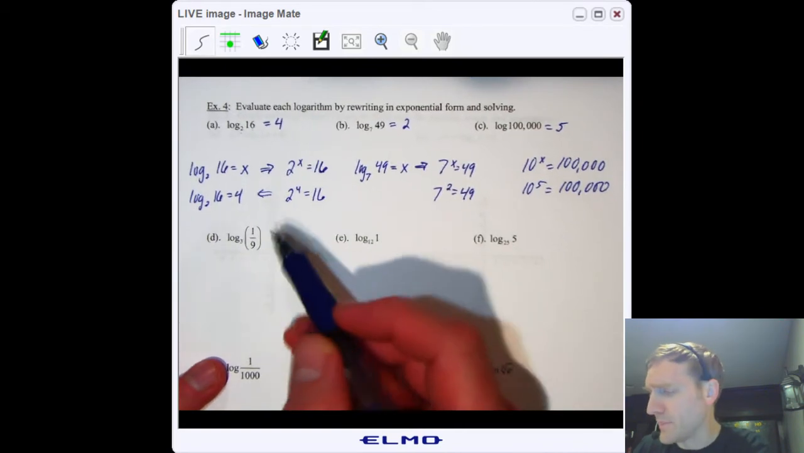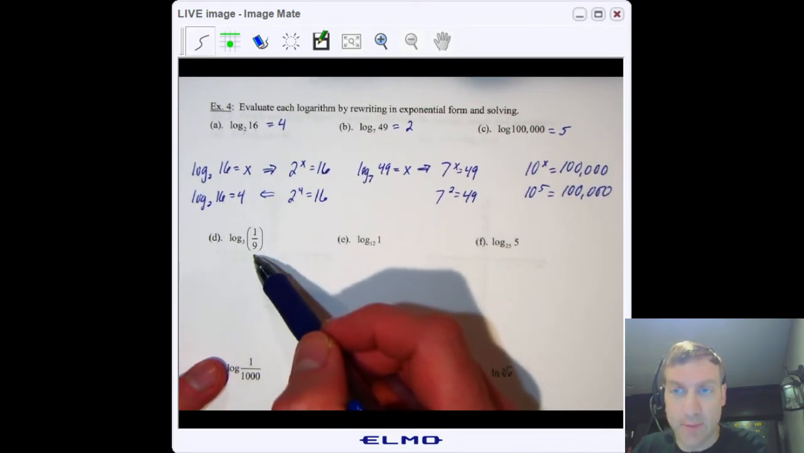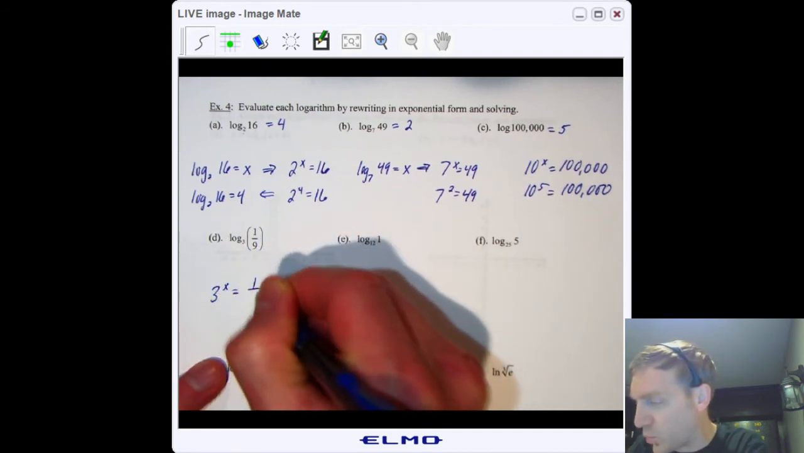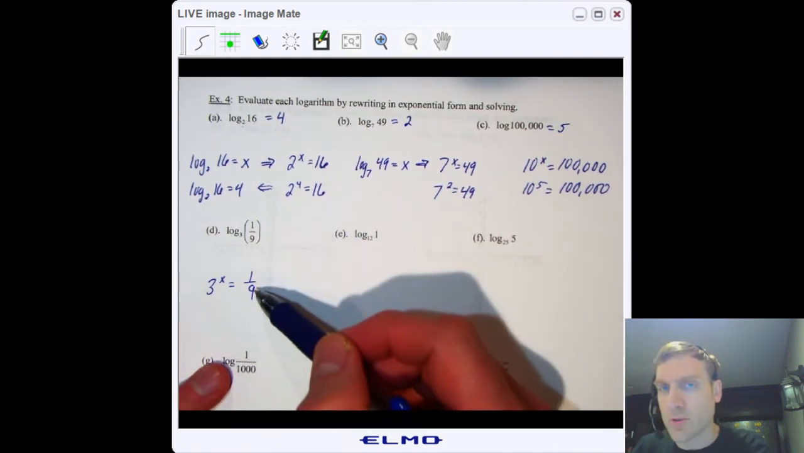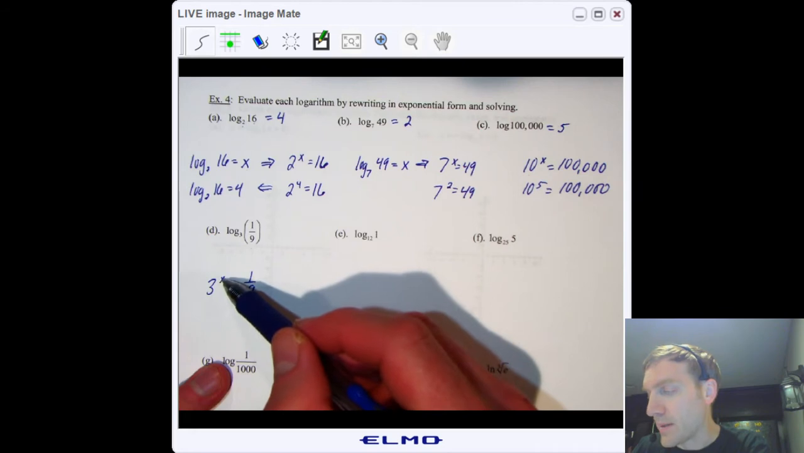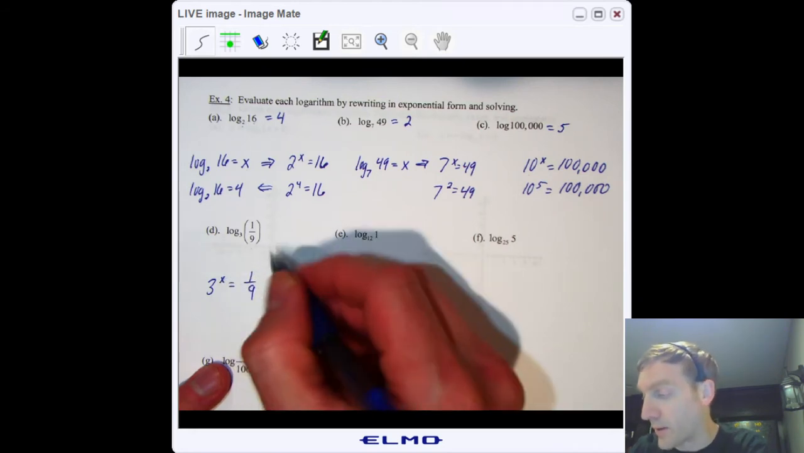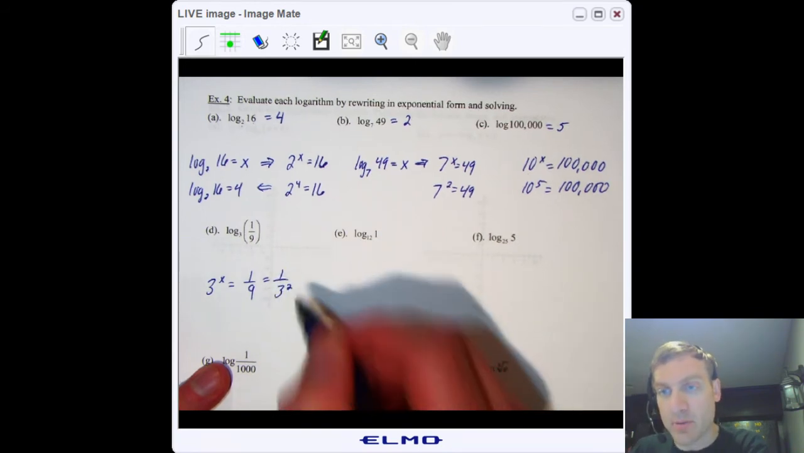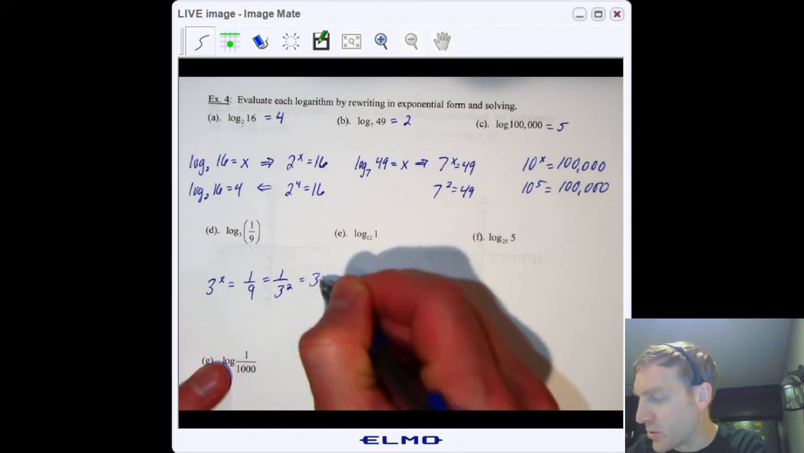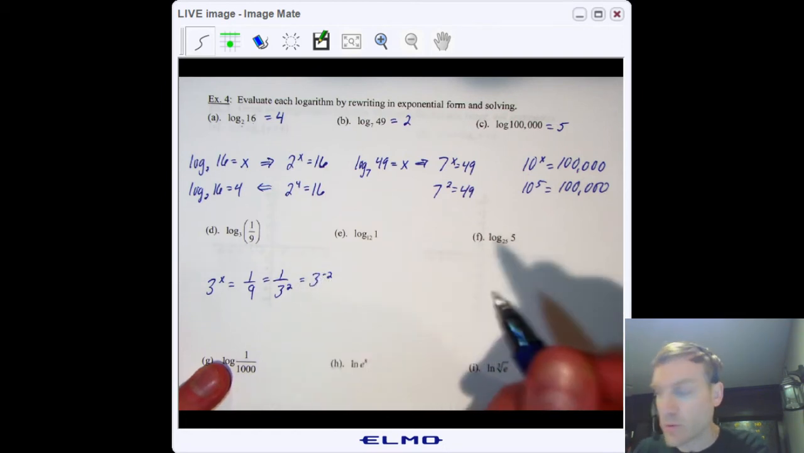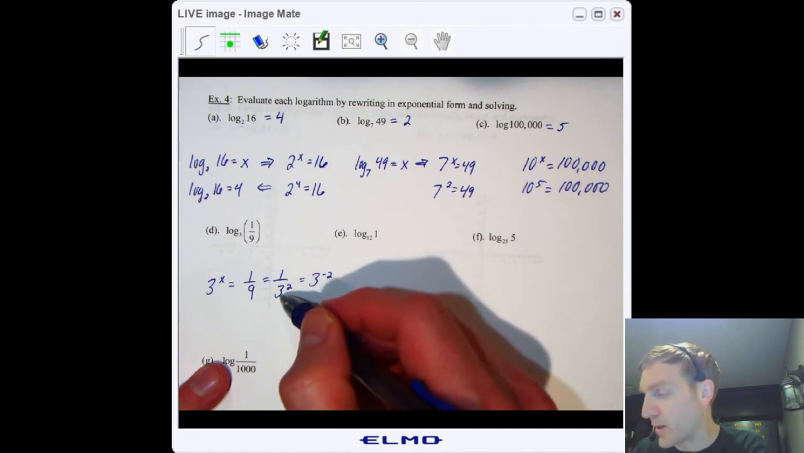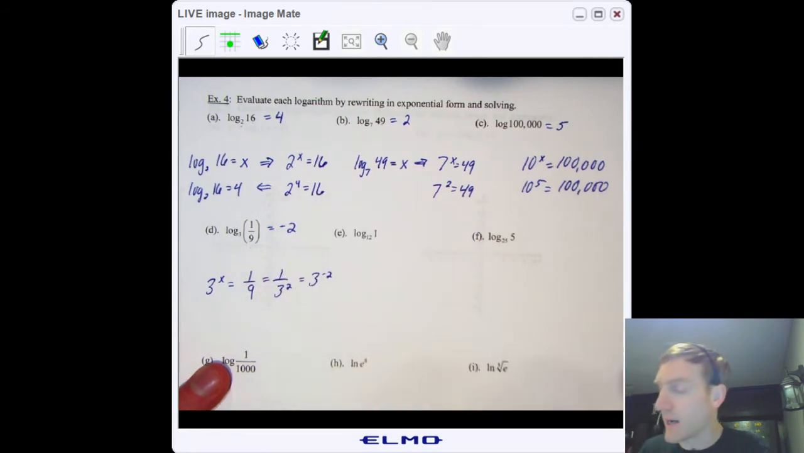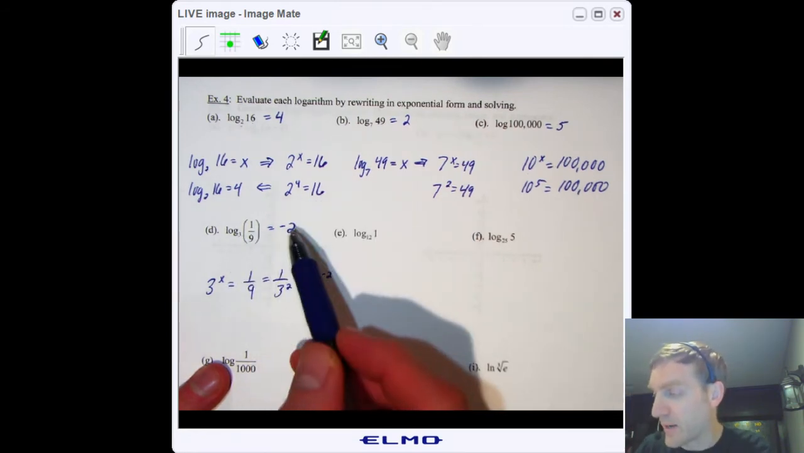All right, D. This one's tricky. How do I get a fraction? Think about your exponent rules. Let's write it out in exponential form. 3 to the x power is 1/9. What kind of exponent takes the reciprocal of a number, or moves that number to the denominator? I want to write 9 as a power of 3. 9 is 3 squared, but that 3 squared is in the denominator. When I move it to the numerator, I make the exponent negative. That's one of our rules for exponents. 3 to the negative 2 is 1 over 3 squared. So the answer for my x is negative 2. 3 to the negative 2 is 1/9.